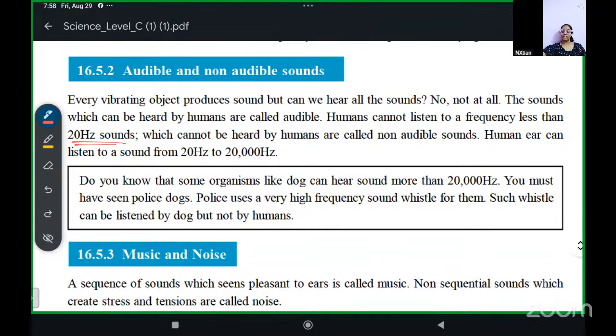We can listen up to 20,000 hertz. Do you know that some organisms, like dogs, can hear sound above 20,000 hertz? You must have seen police dogs. Police use a very high frequency whistle for them. Such a whistle can be heard by dogs but not by humans. So dogs have very good hearing.